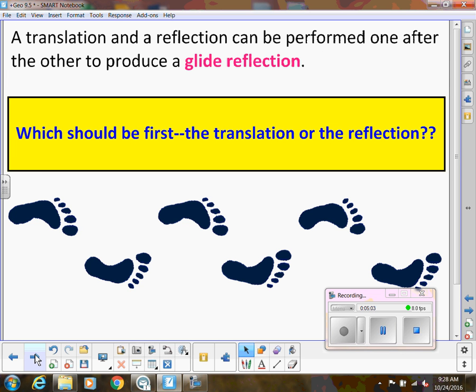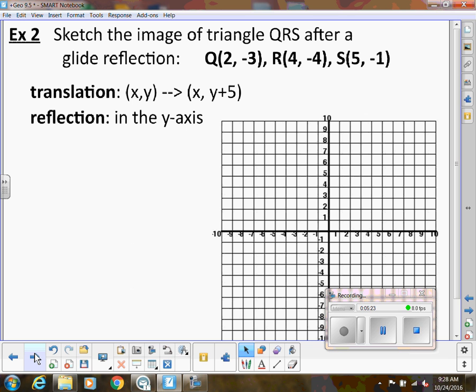So now let's look at translation and reflection. They can be performed one after another, and they have a special name for it called a glide reflection. Okay, so which should be first, the translation or the reflection? Well, what do you think? What comes first in the name? Glide, so that's the translation, should come first. All right, so here we're going to do a glide reflection. So here are our points.